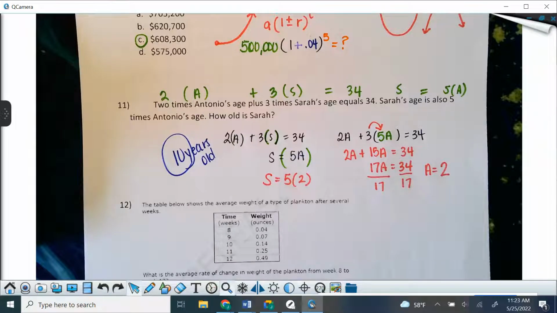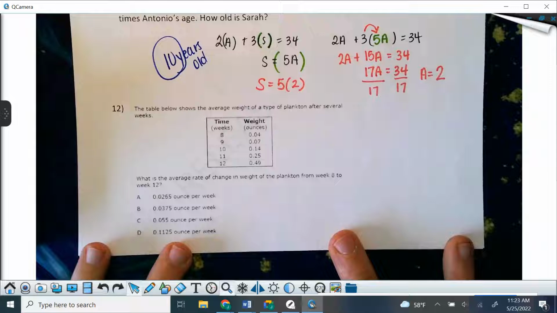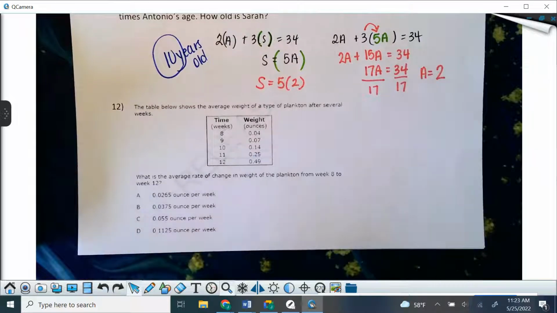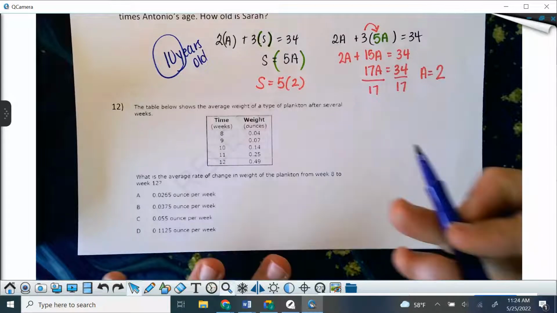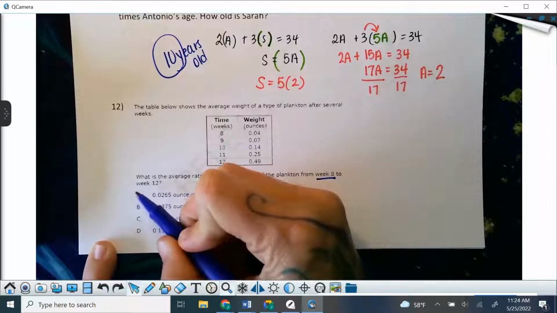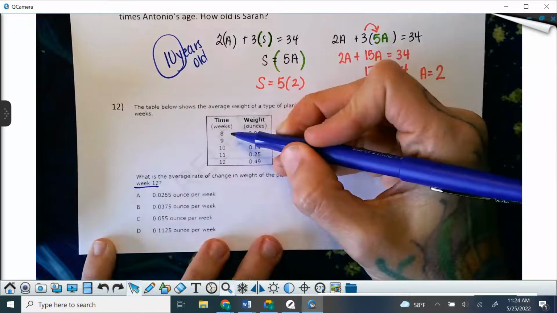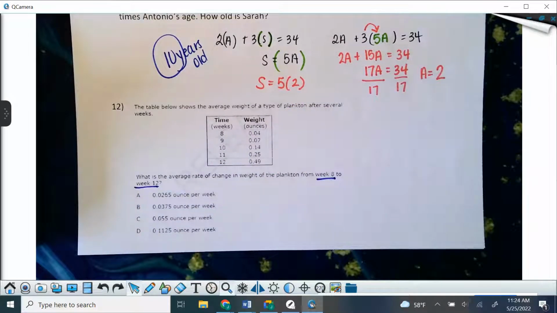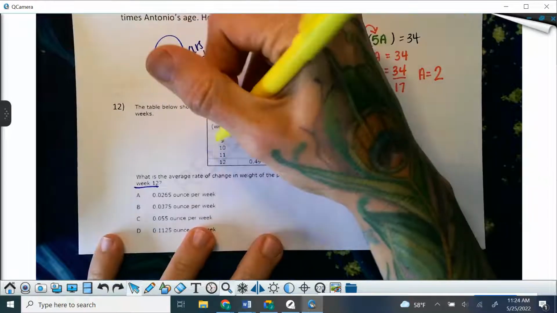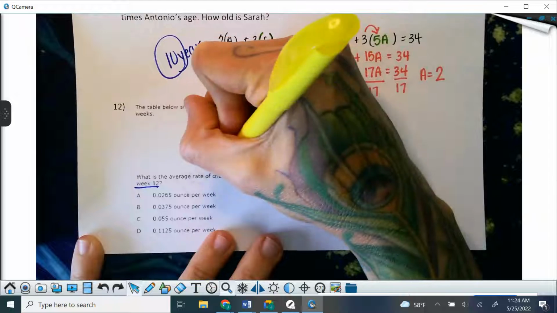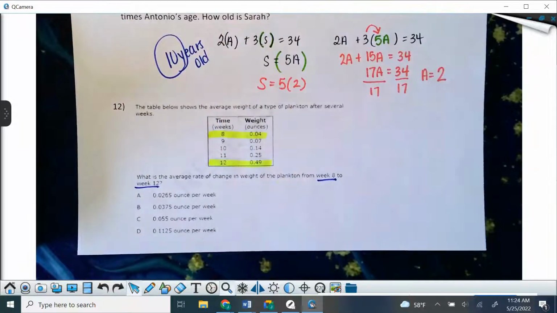All right. Now, number 12. This is not hard. A lot of people miss it. So here's what I need you to hear me. The table above shows average weight of plankton after several weeks. What is the average rate of change in weight of plankton from week 8 to week 12? Now, that does not mean the entire table. If they notate in an EOC question 2 specific times, so week 8 and week 12, then you are going to only use those 2 coordinates to find your average rate of change.